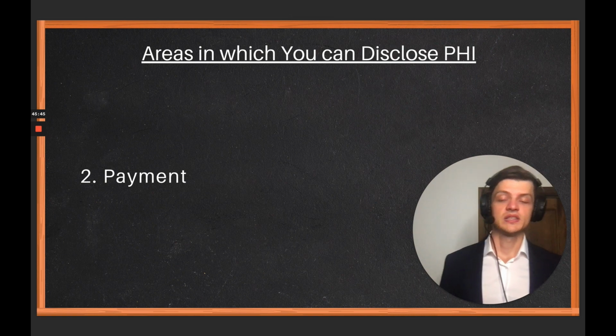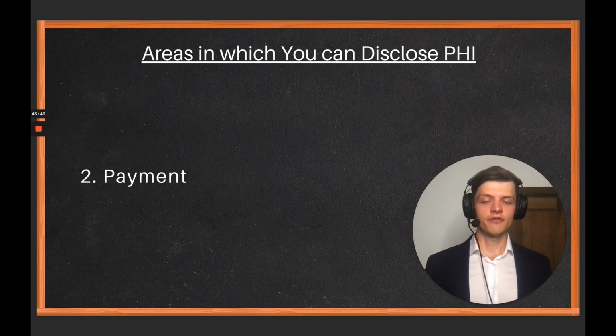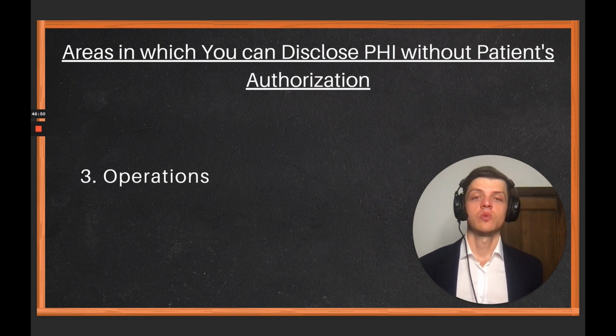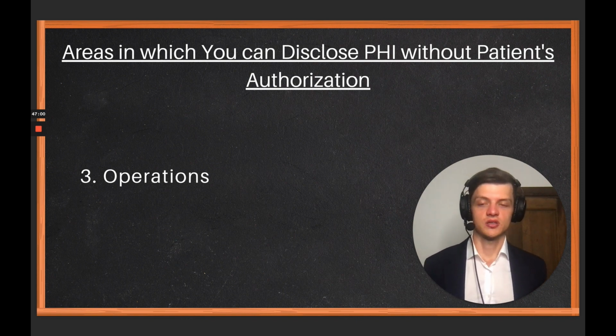The second area is payment. So any payment related to the health will be considered an acceptable area to disclose PHI if a business associate agreement is in place. Okay, and the last one is operations. So operations are any activities which are necessary to run the business that involve PHI disclosure.